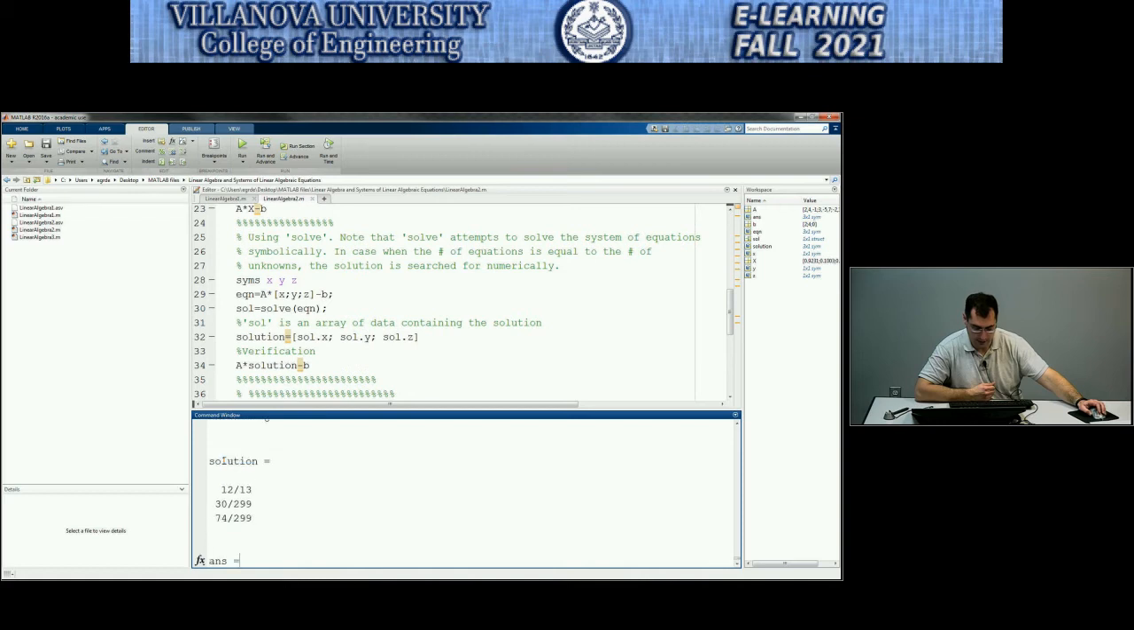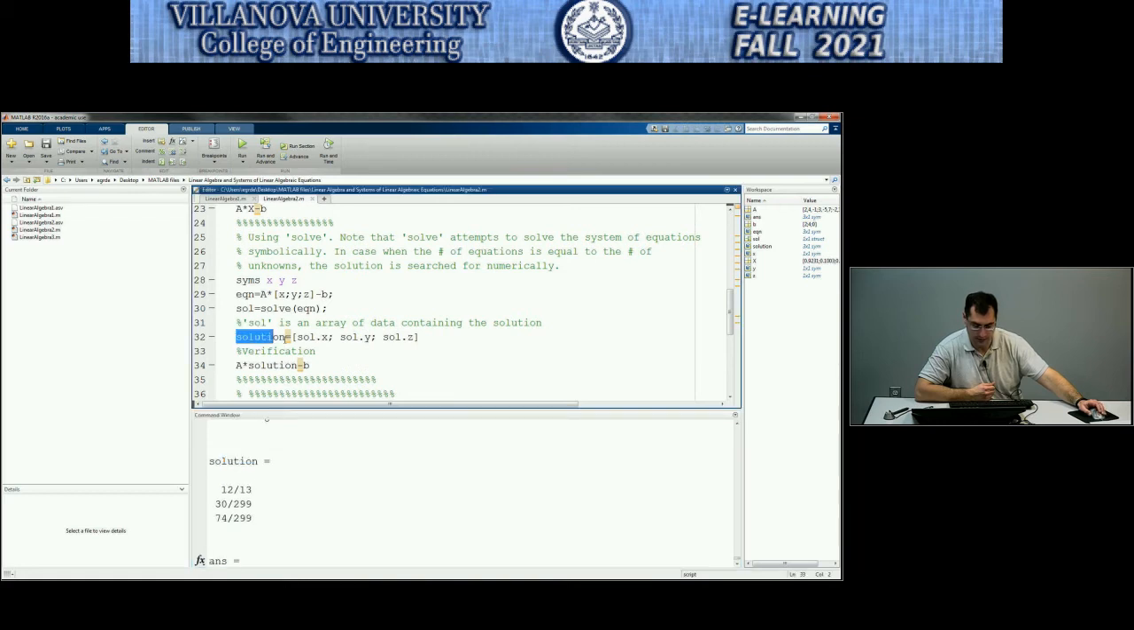So here's my solution. Remember, I defined my solution vector as sol.x, sol.y, sol.z. Those dot x, dot y, and dot z help extract the values of the solution from that data piece called sol, which is obtained by applying the command solve to the equation that we have defined earlier. So we got the solution.